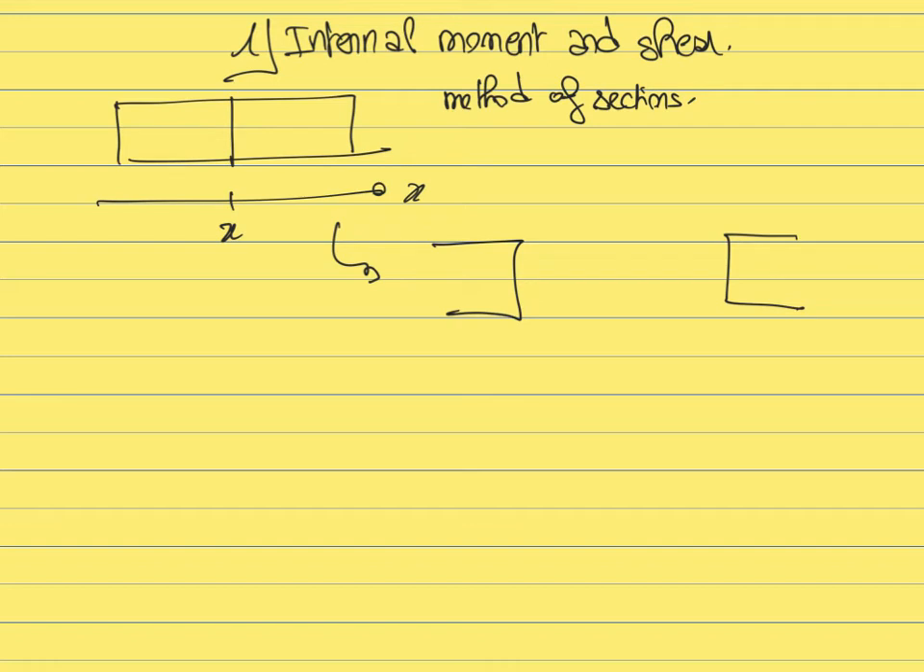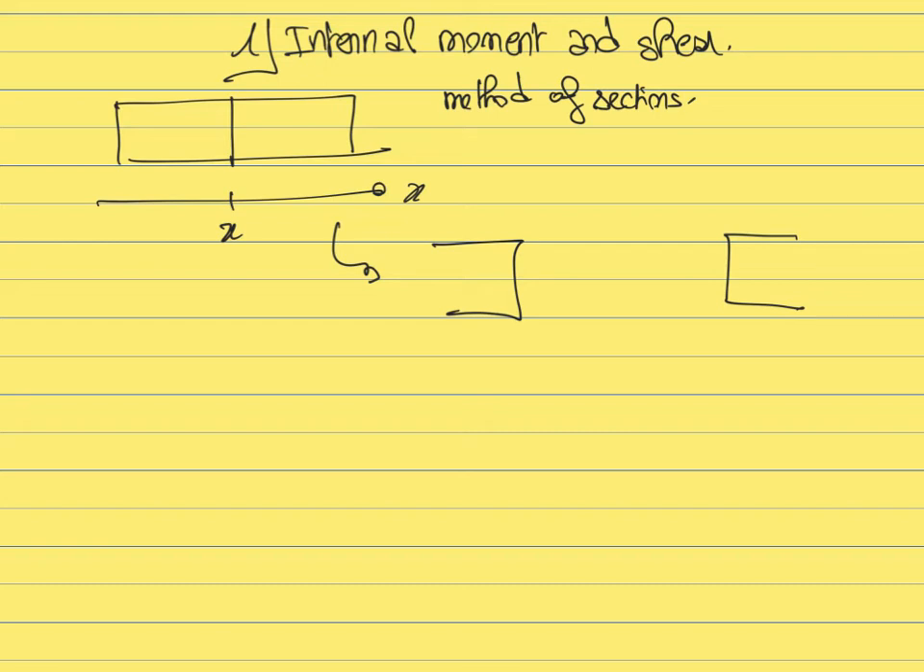So you will have a moment that is applied by the left to the right or the right to the left. The positive sign convention that we will be using is that for the moment, we will always define as a positive internal moment a moment that is inducing a convex shape for the beam. So what is that?